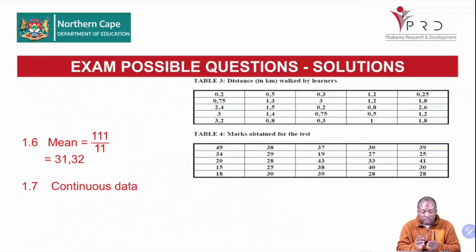Then to find the mean, what do we do? We add all the values and divide by how many are there. So all the values, when you add, they will give us 111. Then you divide by 11 values, which will give us 31.32. Then they're asking you the distances. Is it continuous or discrete? It is continuous because you don't count the distance, you measure a distance.